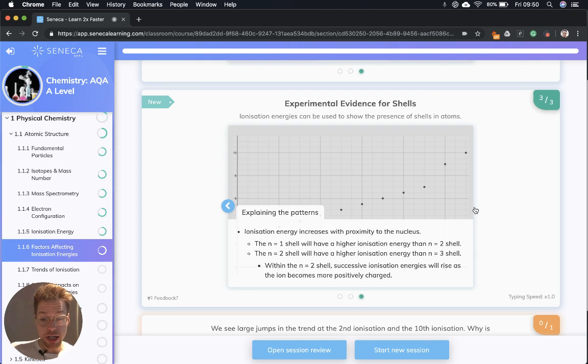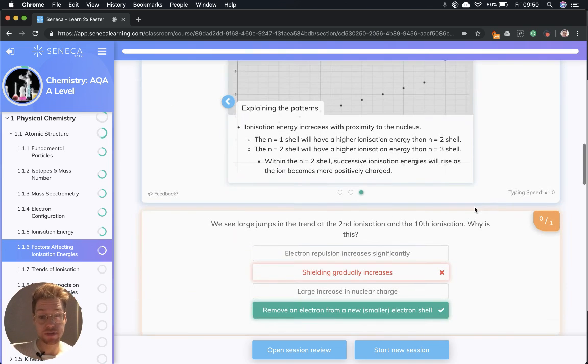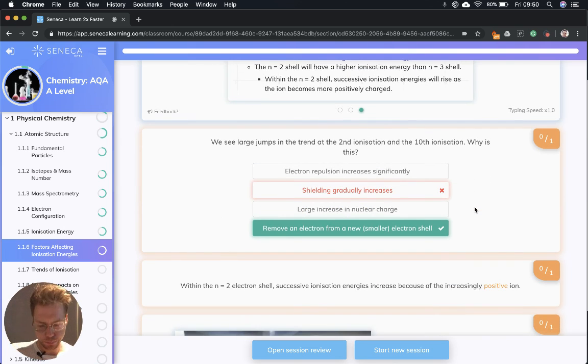So ionization energy increases with proximity to the nucleus. The n equals 1 shell will have a higher ionization energy than the n equals 2 shell. The n equals 2 shell will have a higher ionization energy than the n equals 3 shell. And within the n equals 2 shell, successive ionization energies will rise as the ion becomes more positively charged. And those trends are all shown when we examine the ionization energies of sodium. So that's some very good evidence for these trends.